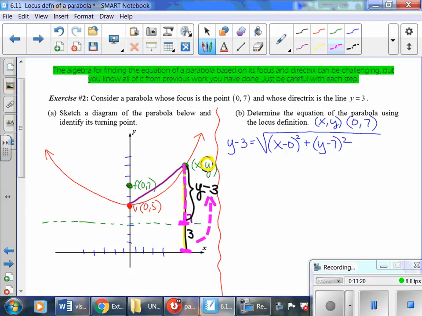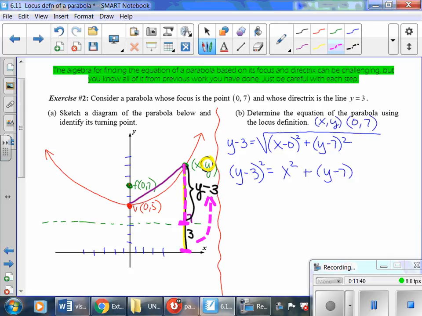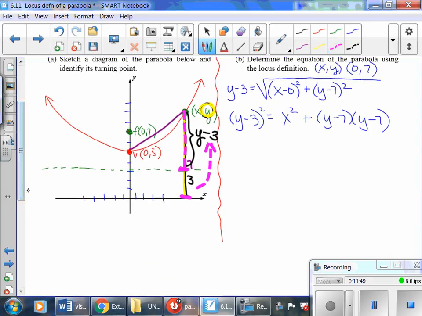The next thing I'm going to do is square both sides so I get rid of that nasty radical, because the opposite of taking the square root of something is squaring something. So I'm simply going to do y minus 3 squared is equal to, now instead of doing x minus 0 squared, why don't we just make that x squared plus y minus 7 times y minus 7, because that's what y minus 7 squared means. So far, so good?